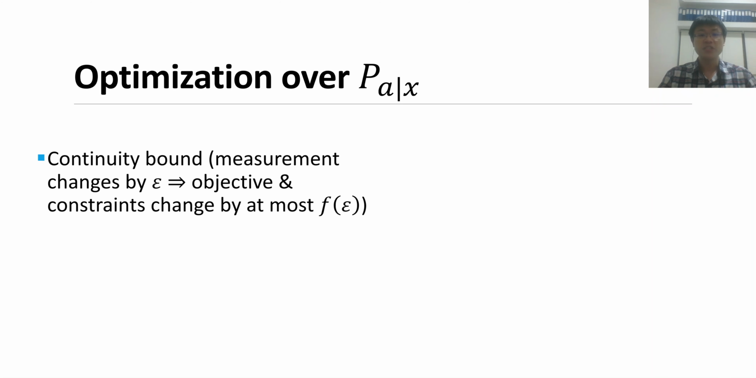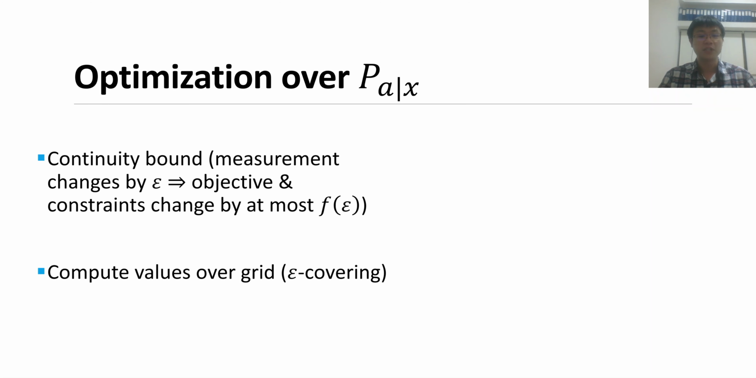And this means that in principle, we could solve the optimization over Alice's measurements just by computing the values over a grid of points, a grid of possible values for her measurement, and then taking the worst case, because the continuity bound assures us that the true minimum cannot be more than a small value less than the minimum on this grid.